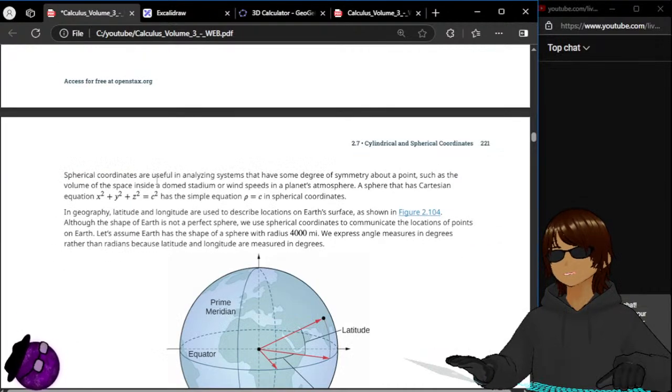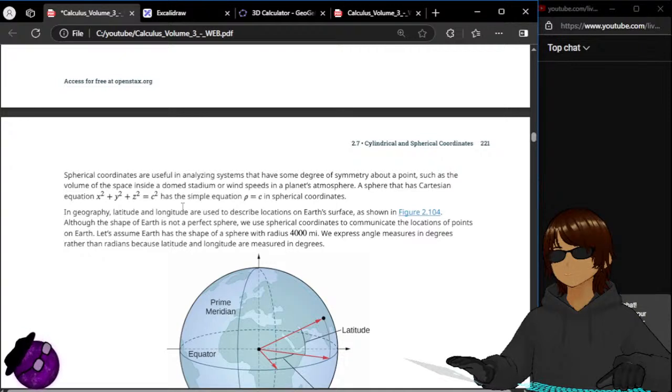Spherical coordinates are useful in analyzing systems that have some degree of symmetry about a point, such as the volume of a space inside a domed stadium or wind speed in a planet's atmosphere. A sphere that has Cartesian equation x squared plus y squared plus z squared is equal to c squared has simple equation rho is equal to c in spherical coordinates.